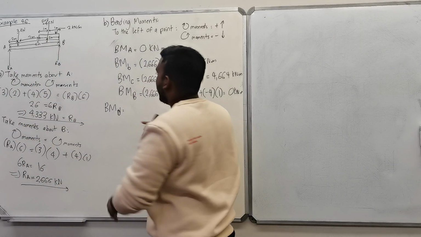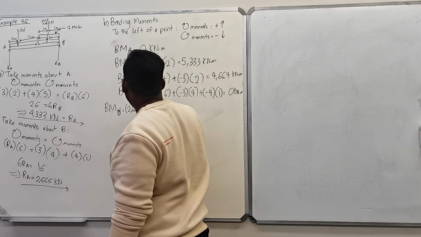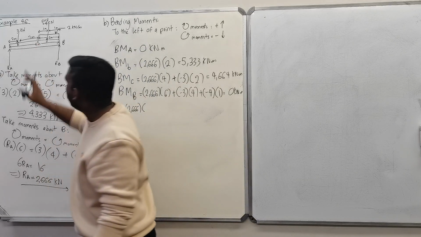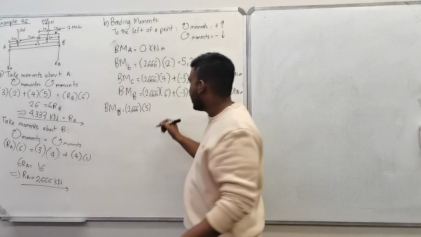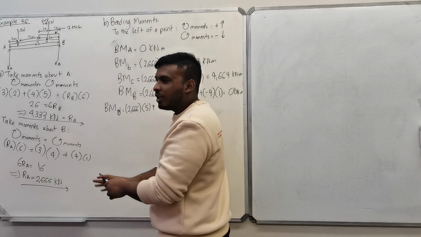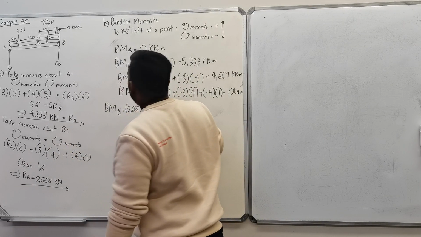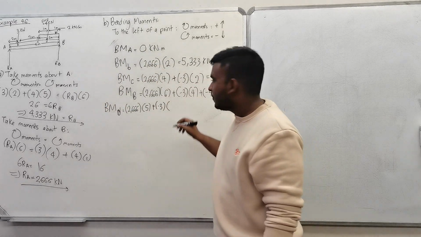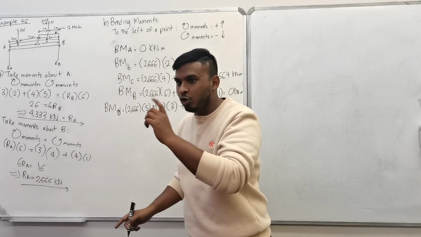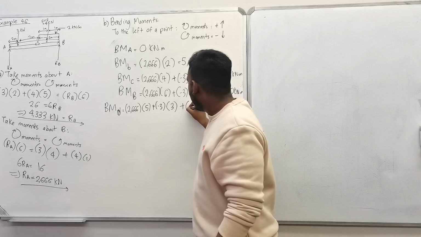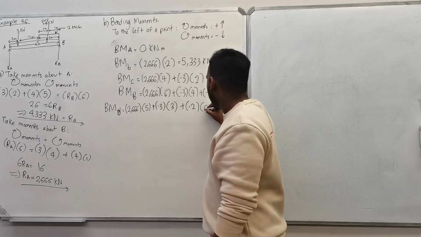Right. So when you are working this out, you would have said 2.666 multiplied by the distance of RA to D, which is 5. Right? Everybody understands it, right? Plus, this is not related to this calculation, but if you got this, this is how you do it. Minus 3 multiplied by the distance of that to D, 3. Plus the third force of the 2 kilonewtons, it will be minus 2 multiplied by the distance of it from D, which would be 0.5.